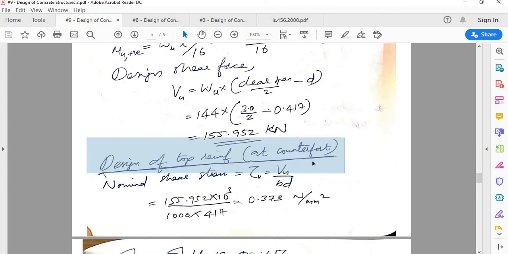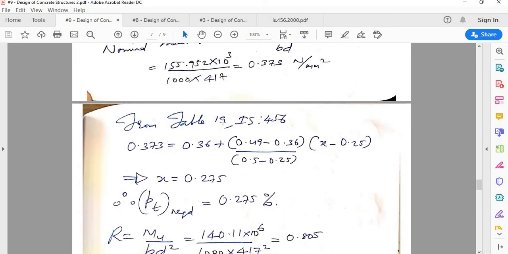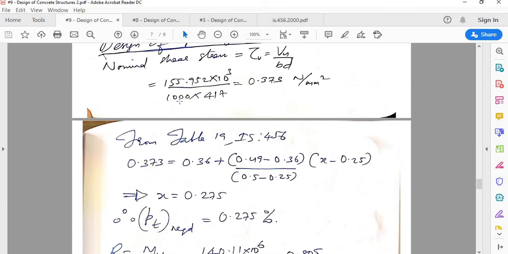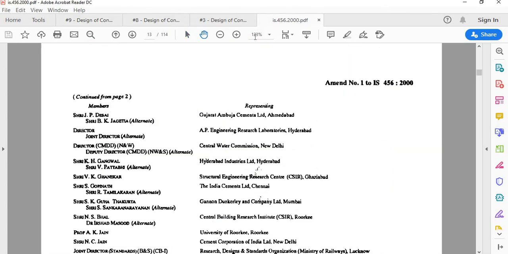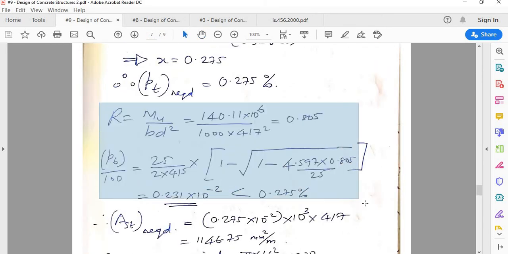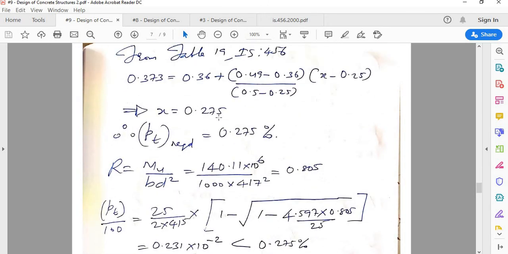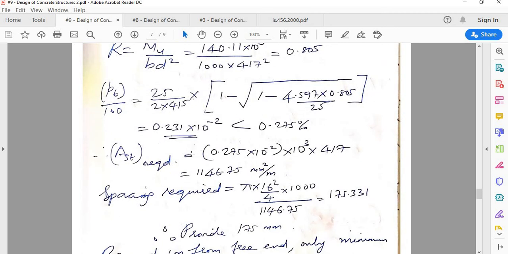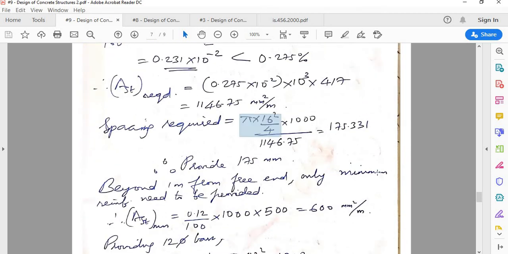So for top reinforcement, you will calculate nominal shear stress. Then the procedure is same, right? So for the shear stress, what is the PT you require? You will obtain that from the code, from this particular table. Then you calculate for bending moment. If the PT is lesser than that you require for shear, you revise the PT. Then you calculate AST, based on which you will calculate spacing.